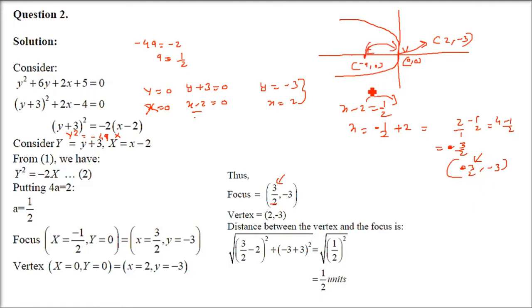So you can have x2 minus x1 or x1 minus x2 whole square plus y2 minus y1 or y1 minus y2 whole square, under root. Add them and take the under root. So it is the distance between 2 points basically. So half will come, half unit.